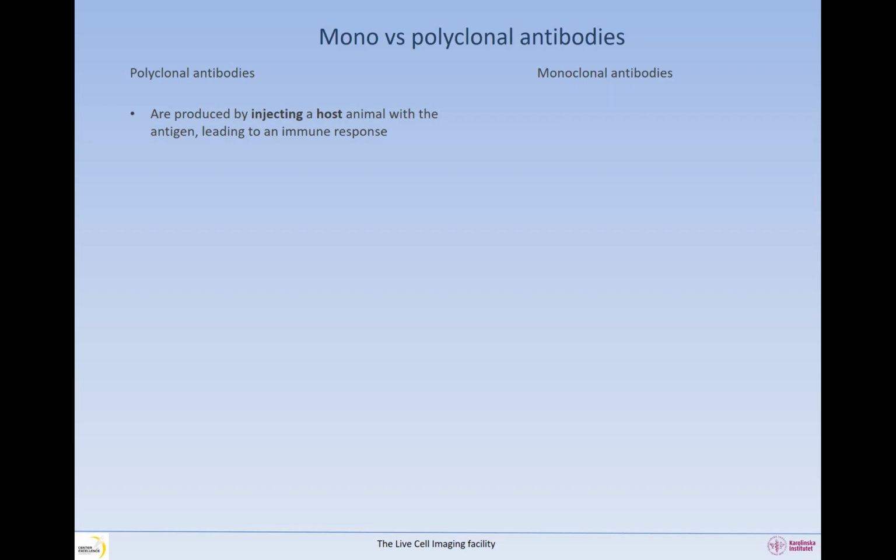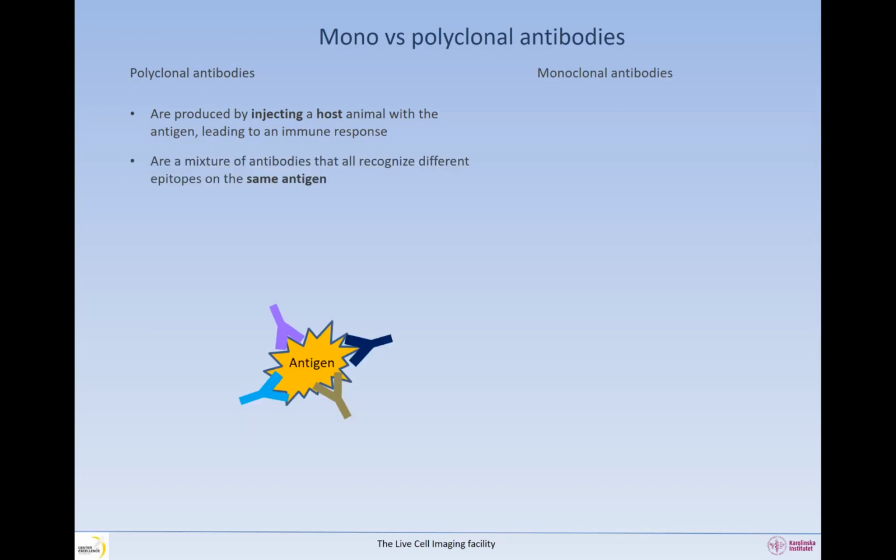IgY antibodies, which are equivalent to mammalian IgGs and are conveniently harvested from the egg yolk. But remember that polyclonal antibodies are a mixture of antibodies that all recognize different epitopes on the same antigen. That would lead to a relatively high batch-to-batch variability, which also means a higher chance of cross-reactivity due to recognition of multiple epitopes.